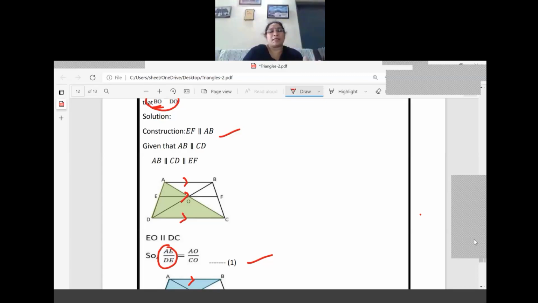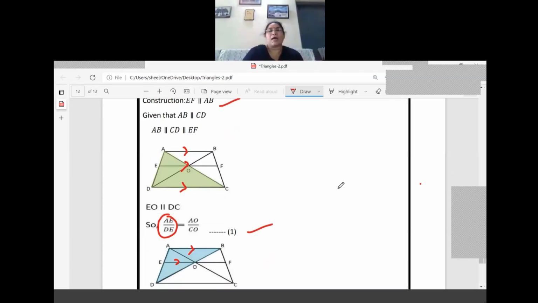Which triangle have we taken? Triangle ADC. In that, EO is parallel to DC. So here AE by DE equals AO by CO. So we have got AO by CO equal to AE by DE, using BPT only, in the first equation.